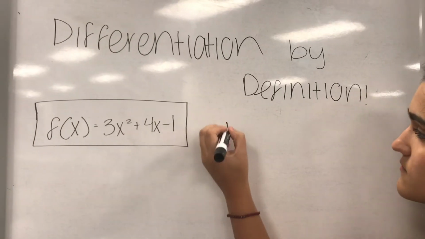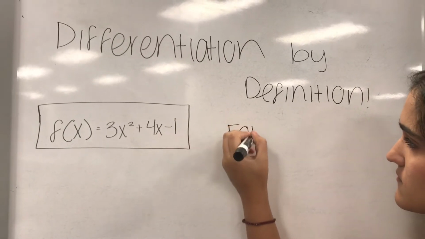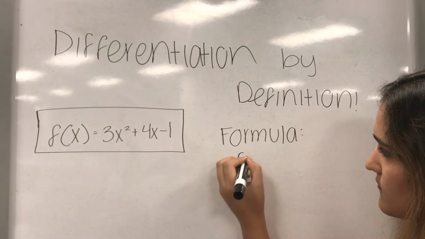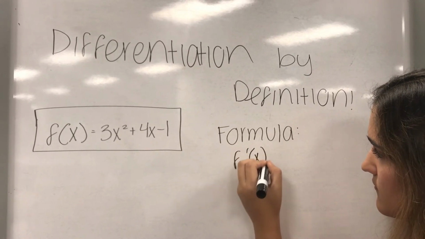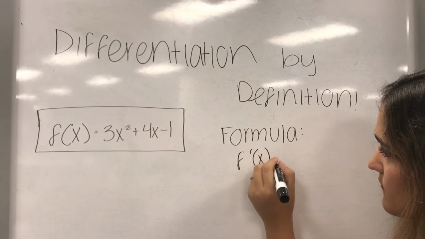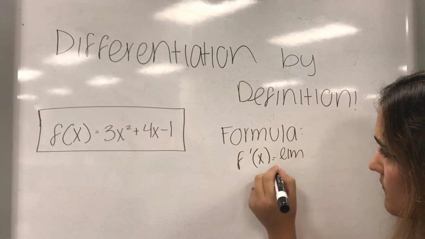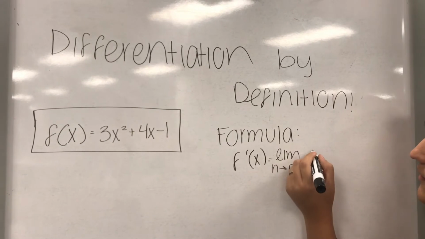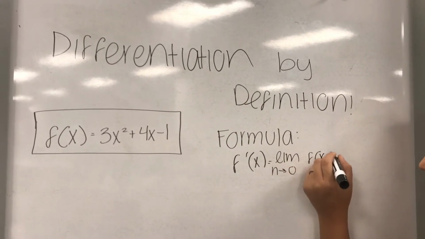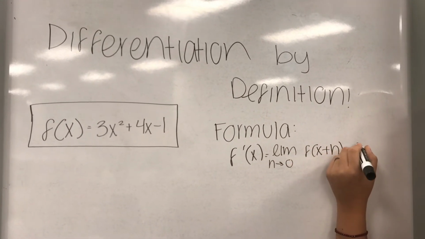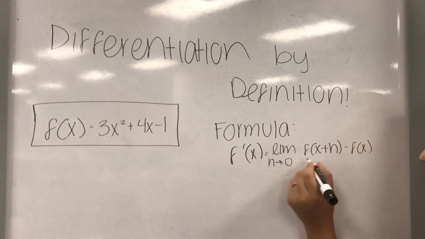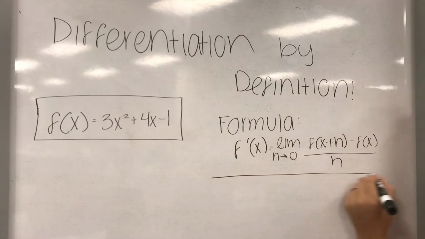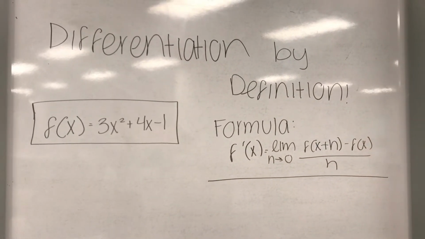Next up, we have differentiation by definition. In this type of problem, we need a formula, which in this case is the derivative of the function of x equals the limit when h approaches 0. Then we continue in the formula by placing f of (x plus h) minus the function of x, all over h. Now we can proceed to the actual problem.